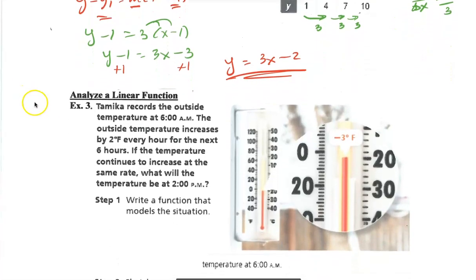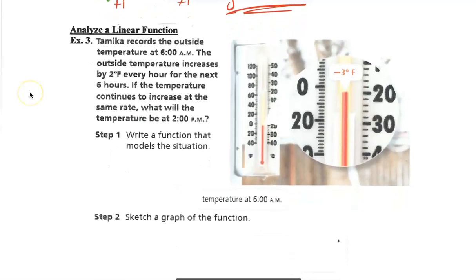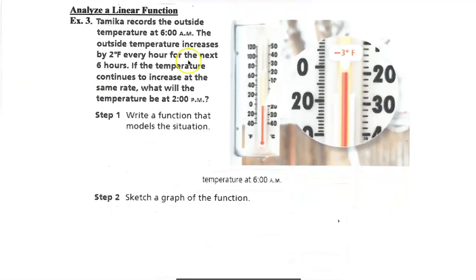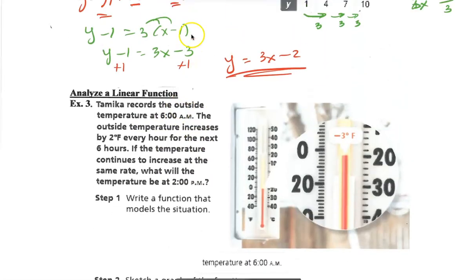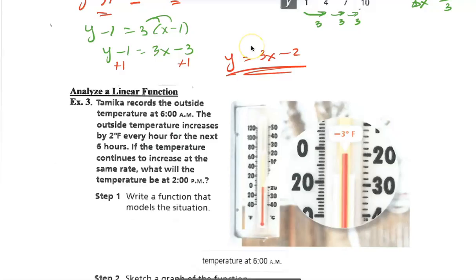Okay, let's talk about analyzing a linear function. So in this example, Tamika records the outside temperature at 6 a.m. The outside temperature increases by 2 degrees Fahrenheit every hour for the next 6 hours. If the temperature continues to increase at the same rate, what will the temperature be at 2 p.m.? So what we want to do is write an equation for this, and then we can substitute in the value to find out our temperature at 2 p.m. Once we get an equation like this, then we can find out any value we want. That's the power of equations.